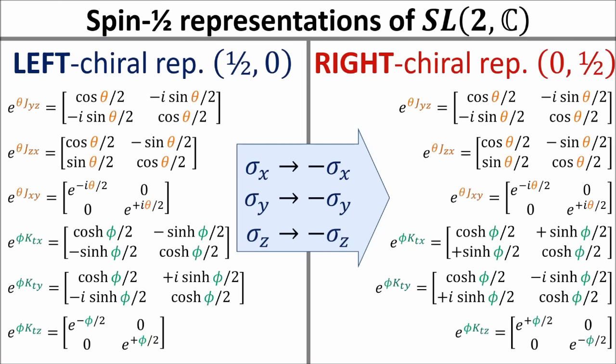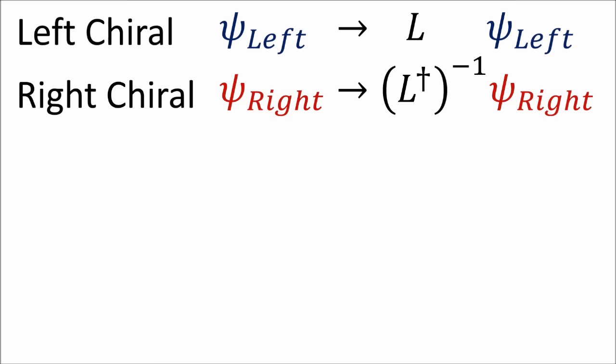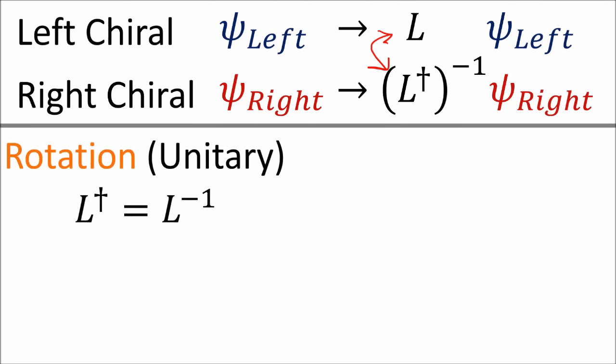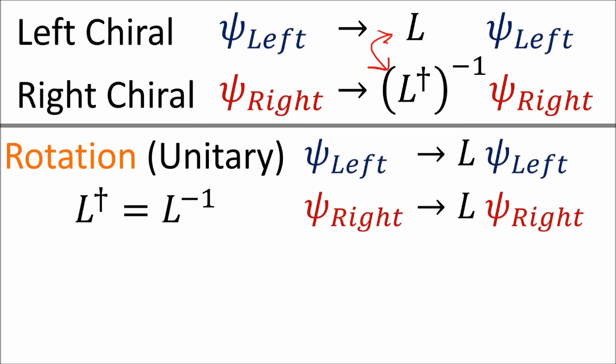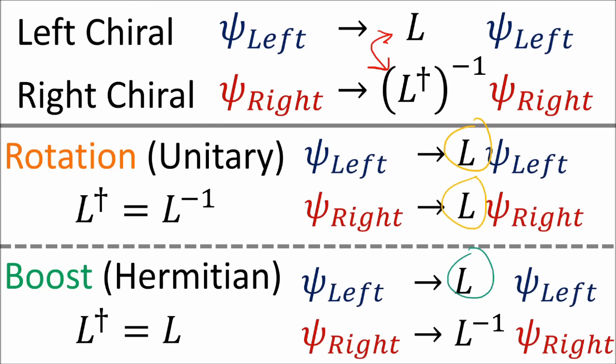Exponentiating these SL2C generators gives us left chiral and right chiral SL2C Lie group matrices. We can swap between the left chiral and right chiral SL2C matrices by taking the Hermitian conjugate and then the inverse. For rotations, the SL2C matrices are unitary, and so Hermitian conjugates and inverses are the same thing. So the left and right versions of the matrices are equal. For boosts, the SL2C matrices are Hermitian, so the dagger does nothing. And so the left and right versions of the boost matrices are inverses of each other.